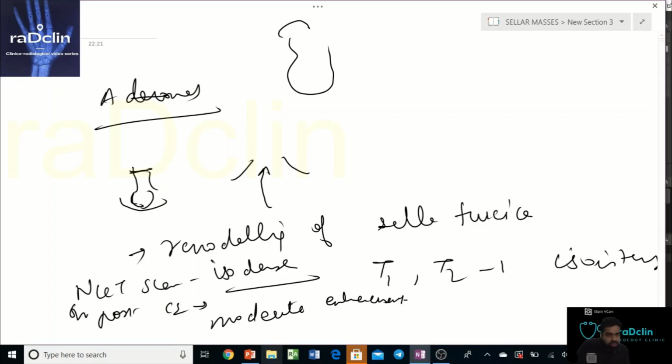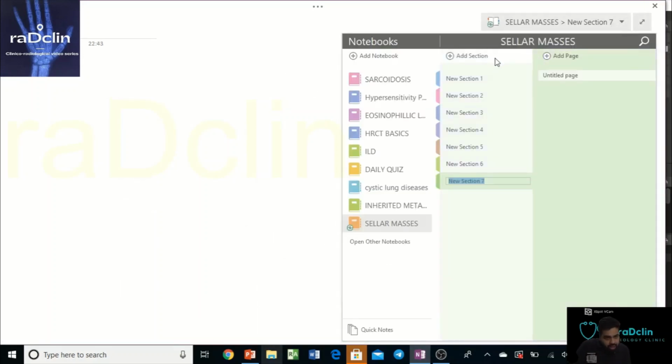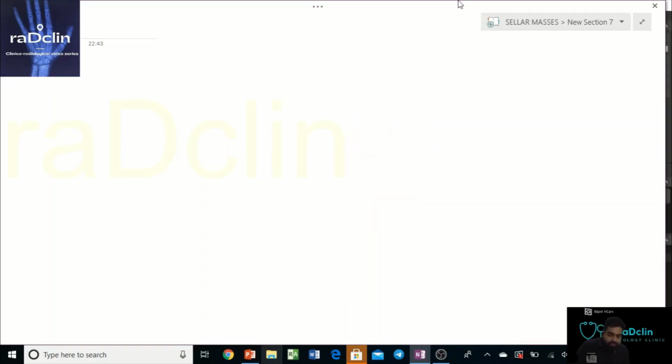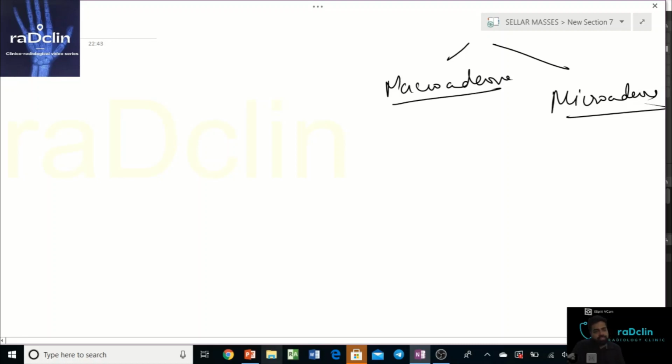Now, the close differential of an adenoma is a meningioma. But before moving on to the meningioma, there are two kinds of adenomas basically. One is a macroadenoma and one is a microadenoma. The basic difference is the size: macroadenoma is more than 10 mm, microadenoma is less than 10 mm. But what is important is to pick these lesions. A macroadenoma is a bigger lesion, so a radiologist will be able to pick this lesion well. But a microadenoma is very small. It's inside the gland itself, like a nodule.